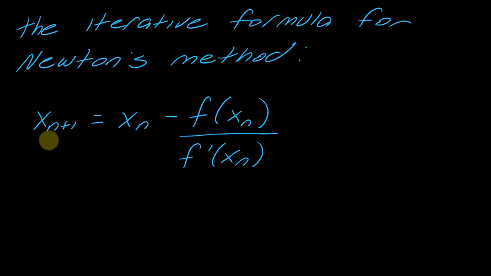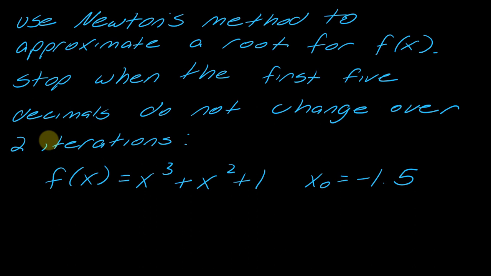So now what I want to do is show you two examples of kind of different ways that you can use this, just to make you more comfortable with it. So here's a classic question. Use Newton's method to approximate a root for f of x. Stop when the first 5 decimals do not change over 2 iterations. So I've got a function.